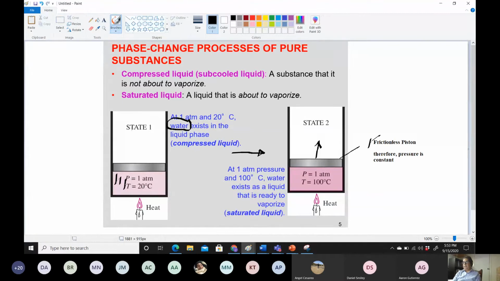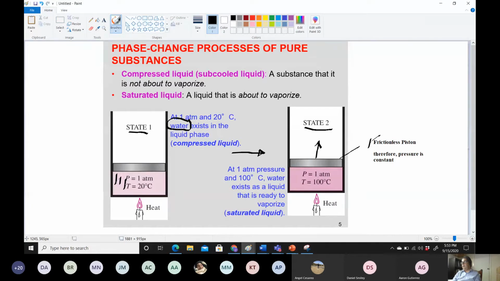Okay, so keep these states in mind. We started state 1 here: pressure is equal to 1 atmosphere, temperature is 20 degrees C, of the water in a frictionless piston cylinder. And in state 2, we again have 100 degrees now and 1 atmosphere pressure.